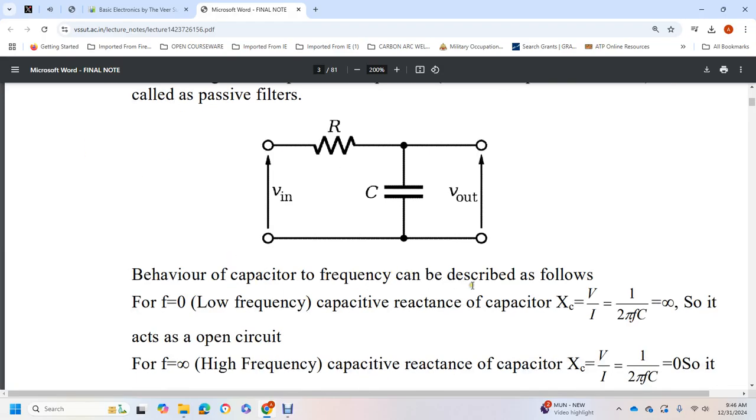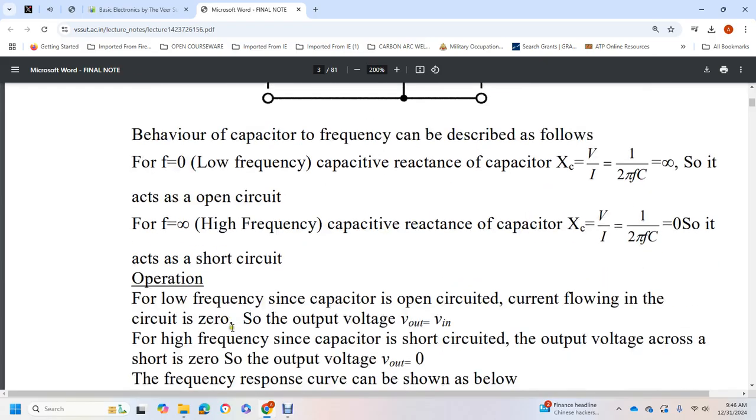The behavior of a capacitor with frequency can be described as follows. At low frequency, F equals 0, the capacitive reactance Xc, which is volts over amps, equals 1 over 2 pi F C, which equals infinity, so it is an open circuit. At high frequency, F equals infinity, the capacitive reactance equals 1 over 2 pi F C, which equals 0, so it acts as a short circuit. Low frequency: open circuit. High frequency: short circuit.